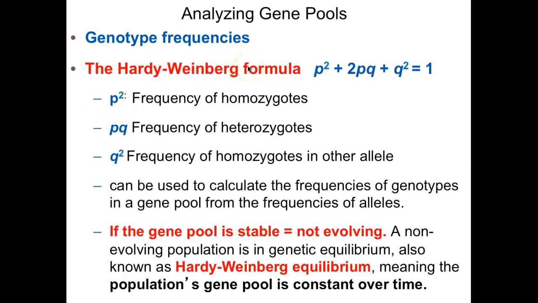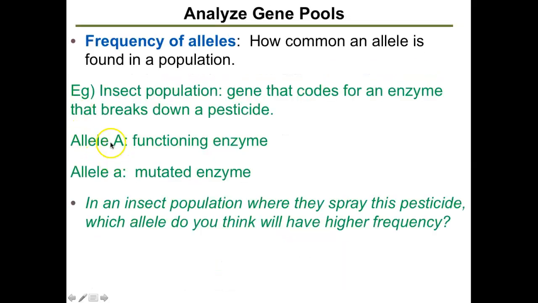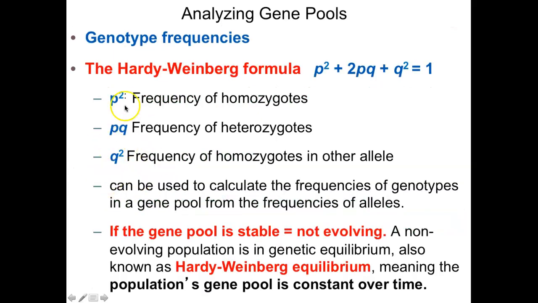Just recognize this Hardy-Weinberg formula, where p squared plus 2pq plus q squared equals 1. This is genotype frequency. When you remember we said big A, little a, these are the two different alleles for the same gene. So in this example, the p squared is the homozygotes of the dominant allele. 2pq is the heterozygotes, so you can say it's big A, little a. And then q squared would be the frequency of homozygotes of the other allele, like little a, right?